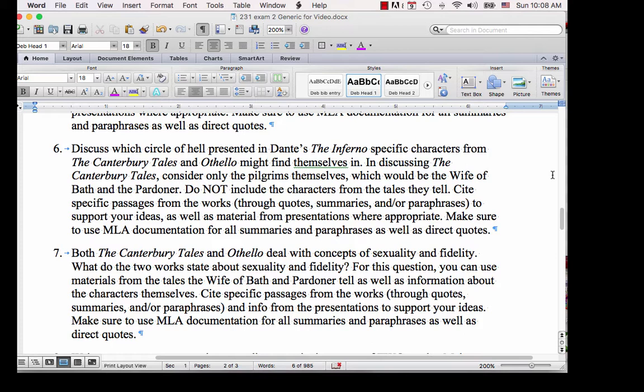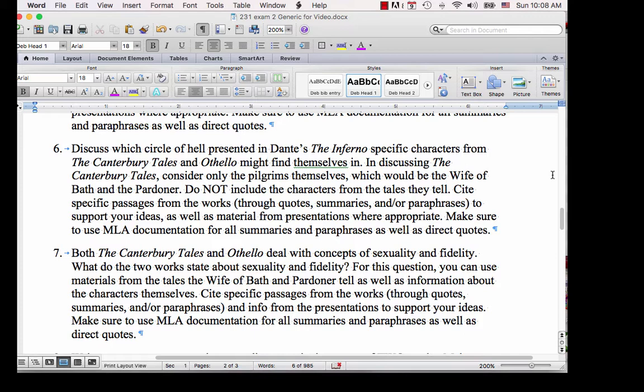And finally, both the Canterbury Tales and Othello deal with concepts of sexuality and fidelity. And what do they say about sexuality and fidelity? In this case, again, sexuality and infidelity are discussed to some degree in the stories that the Wife of Bath tells, as well as in her prologue where she talks about herself.